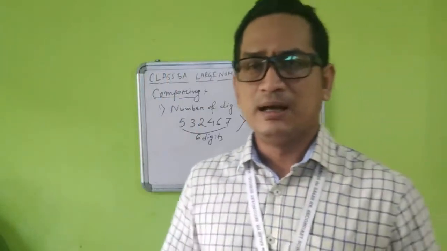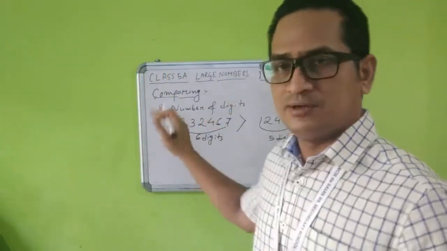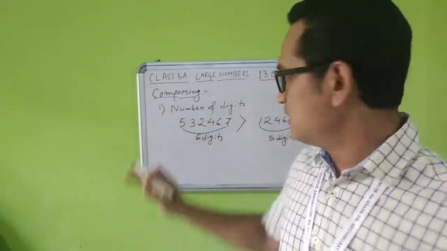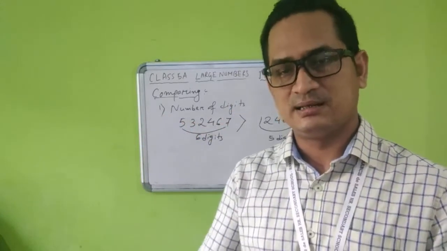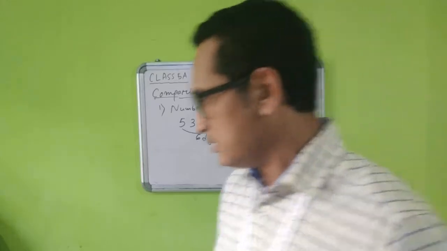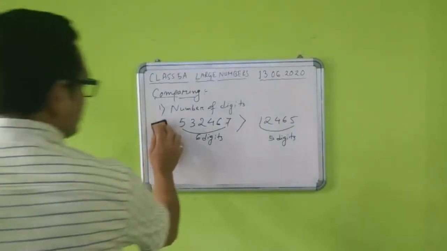Now students, let us go for the second rule. The first rule is clear. It is very easy. You need to see the number of digits. The one which has the greater number of digits will be the greater one. Now let us go for the second rule.